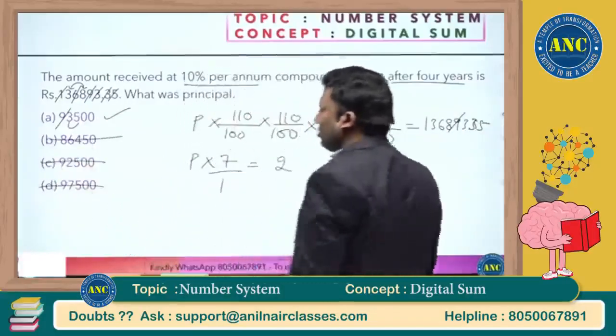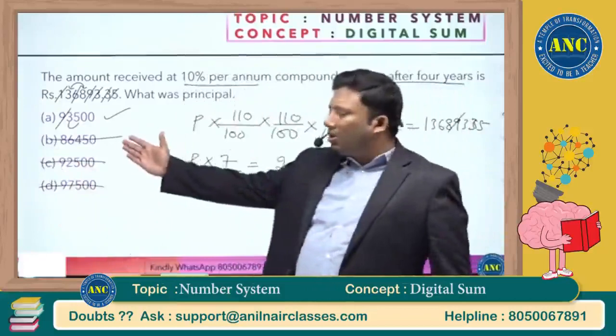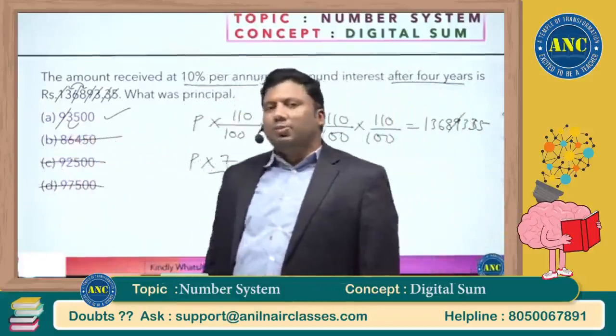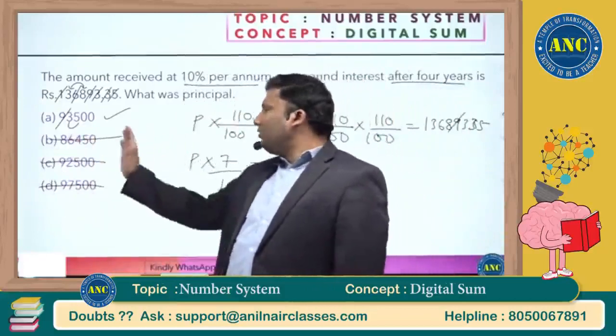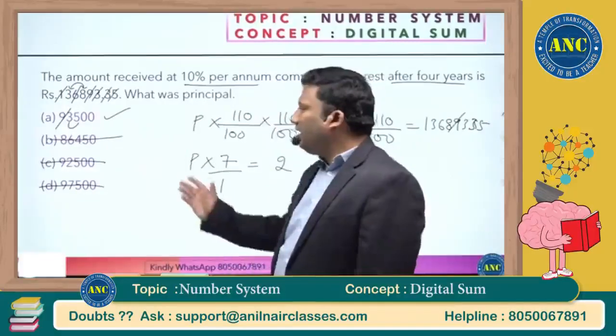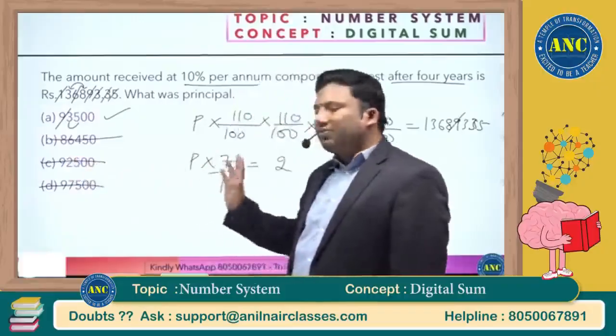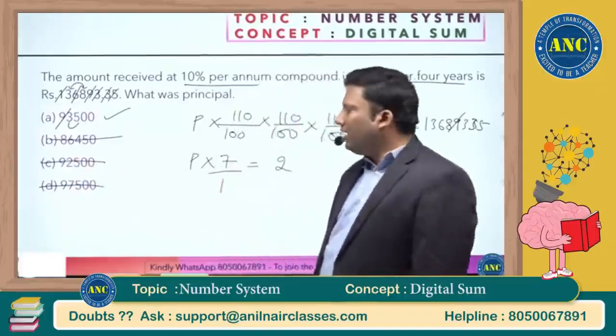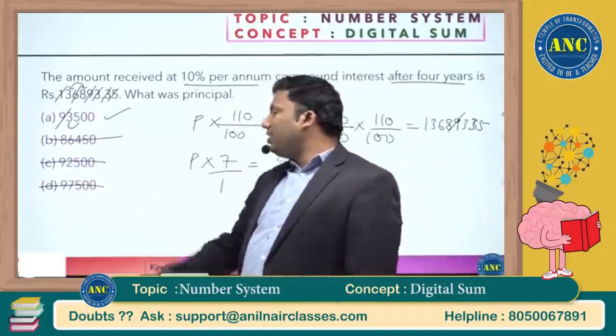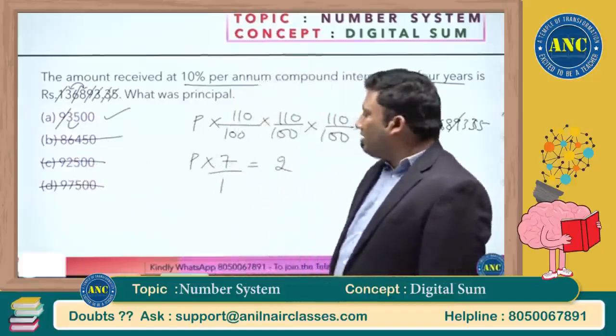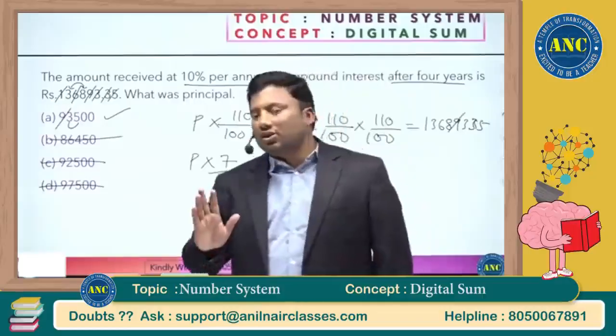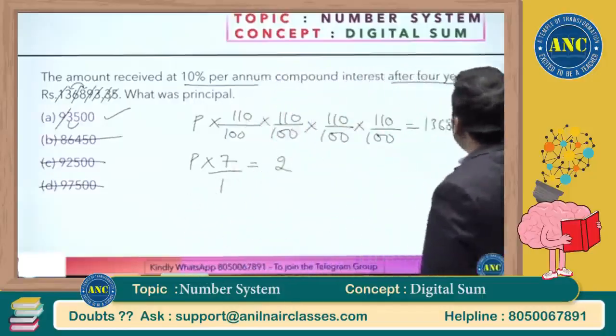All are not possible. You can cross check it. 8 plus 6 plus 4 is 18, out. 5 sevens are 35, 3 plus 5, 8, not possible. 2 plus 5, 7. 7 sevens are 49, not possible. 7 plus 5, 12. 12 is 3. 3 sevens are 21. 2 plus 1, 3. This problem.